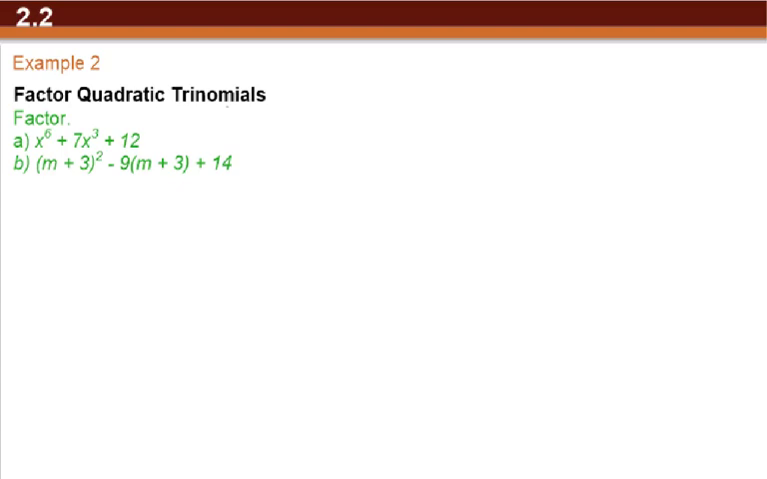So with this example, we're going to change these from simple quadratics, which have x squared, x, and a constant. They're still going to have three terms. They're still going to be trinomials, but the exponents are going to change and the terms are going to change.